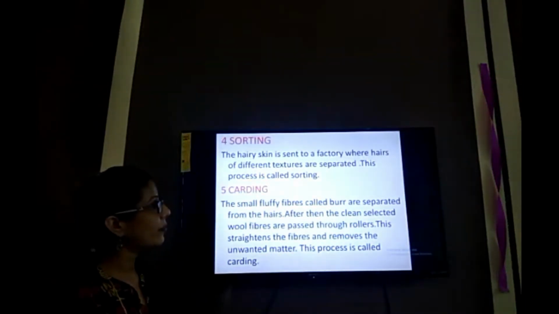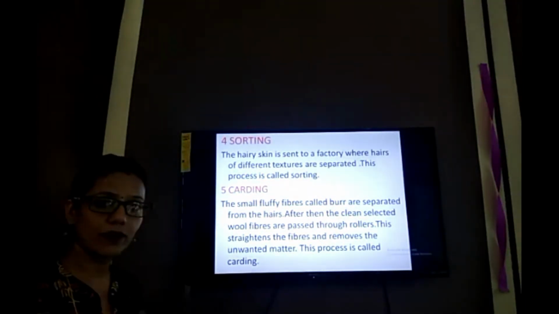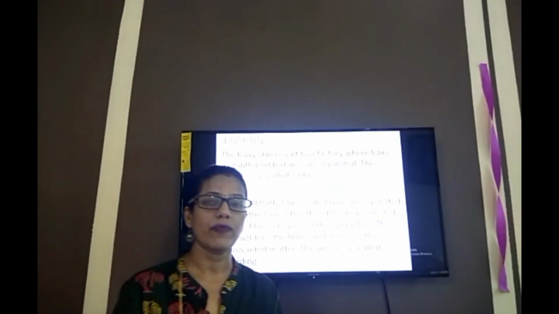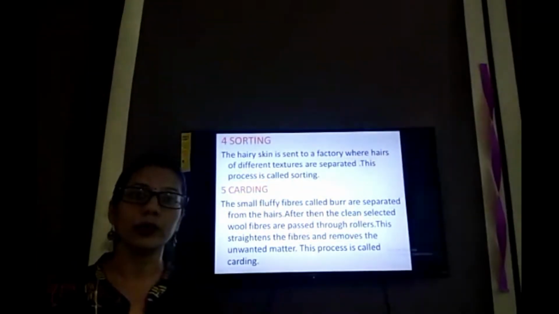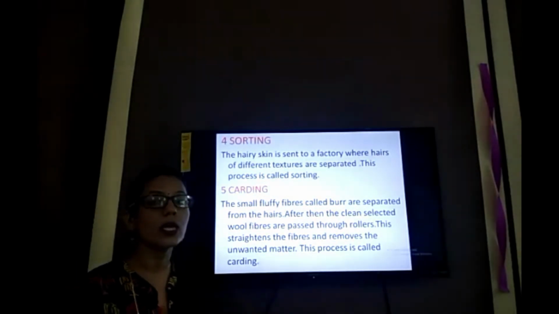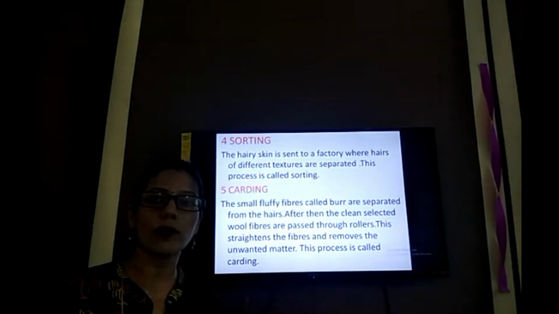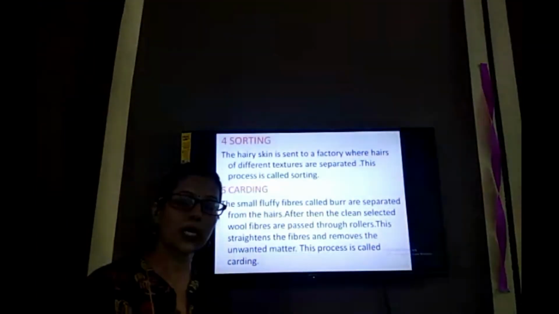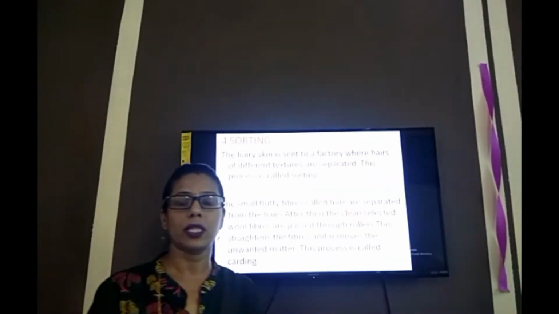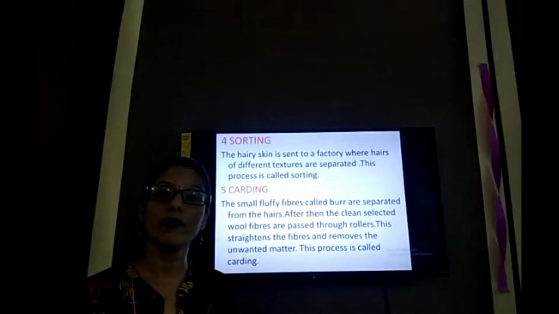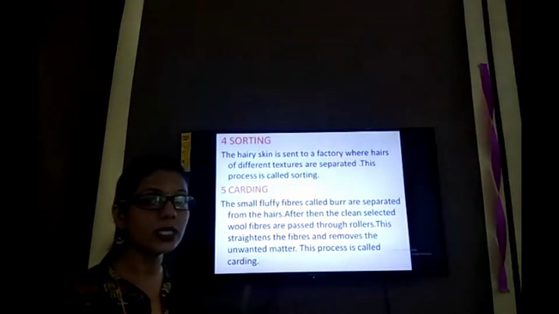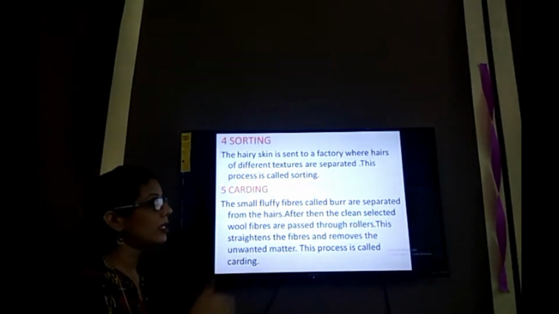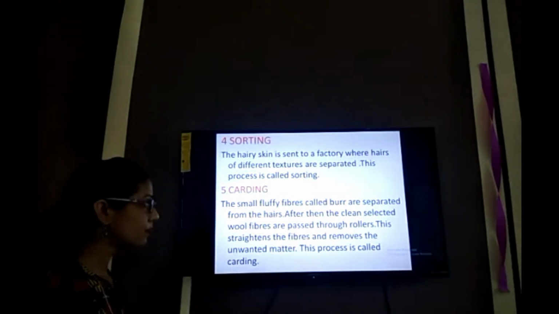So in the factory, the hairy skin is sent to workers who separate the different texture fibers into different groups. This is known as sorting. It means they make a different group of the rough fiber, a different group of the soft fiber, a different group of the long fiber, and a different group of the short fiber. On the basis of their texture, they separate the different fibers.